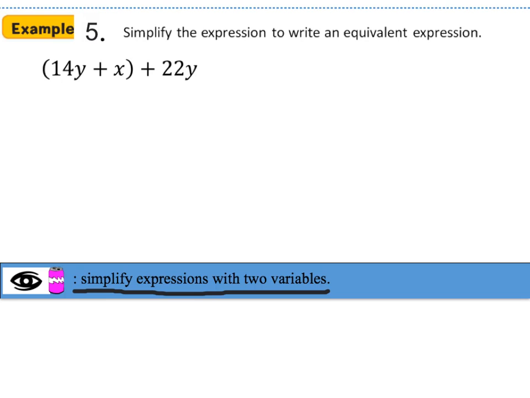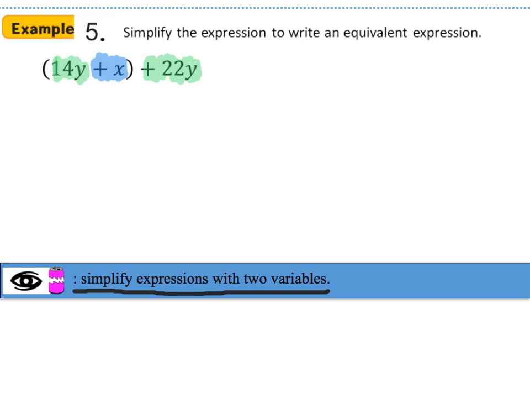So the first thing I would do is go ahead and use the colors to color my like terms. So I know that 14y is one term, and another term that looks like 14y is positive 22y. And the reason why these are the same is because they have the same variable. I'm going to take another color. I'm going to color plus x a different color, because these are different terms. x and y are two different variables.